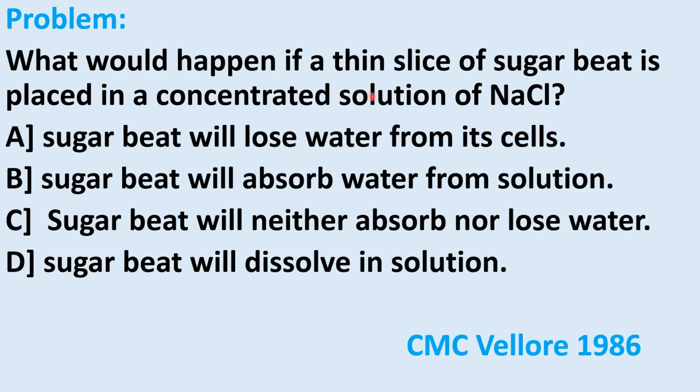What would happen if a thin slice of sugar beet is placed in a concentrated solution of sodium chloride? Option A, sugar beet will lose water from its cells. Option B, sugar beet will absorb water from solution. Option C, sugar beet will neither absorb nor lose water. And option D, sugar beet will dissolve in solution.